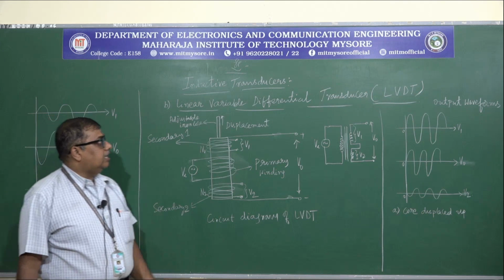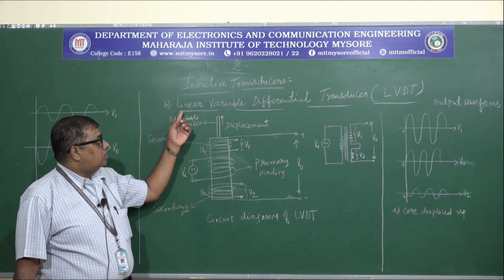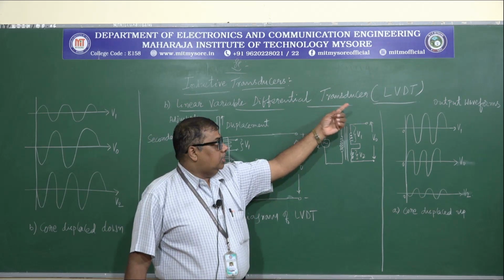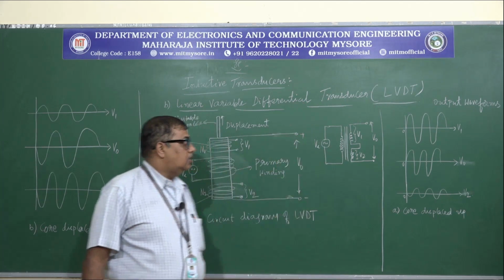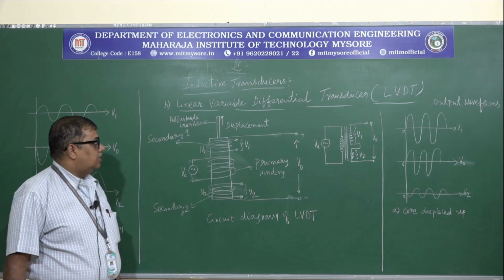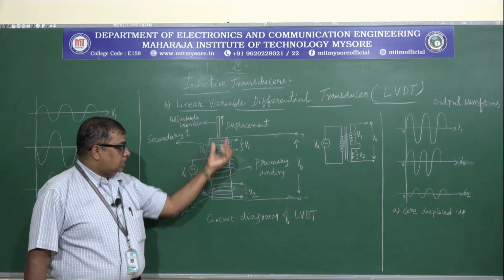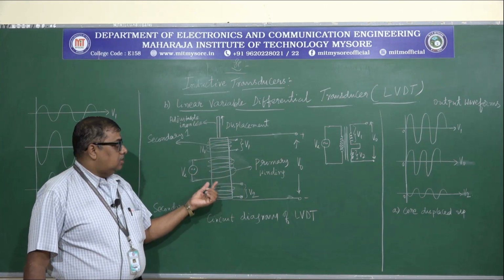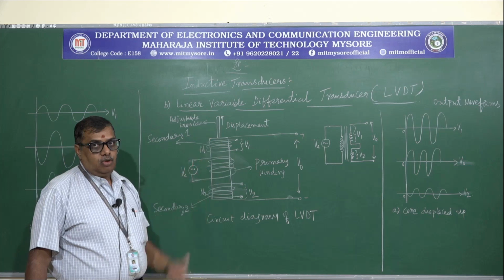This is the second type of inductive transducer. It is called the linear variable differential transducer, and shortly it is called LVDT. This LVDT is again used to measure displacement. It is constructed like this: an iron core on which 3 copper windings are wound.